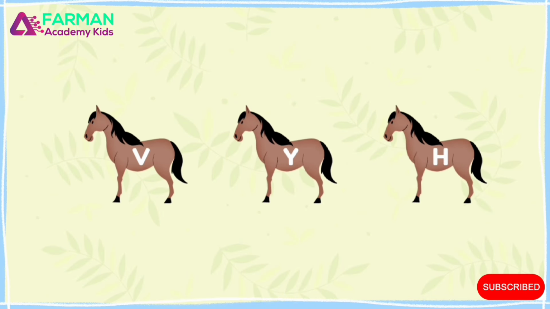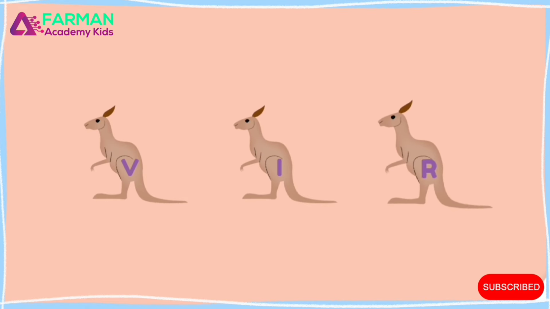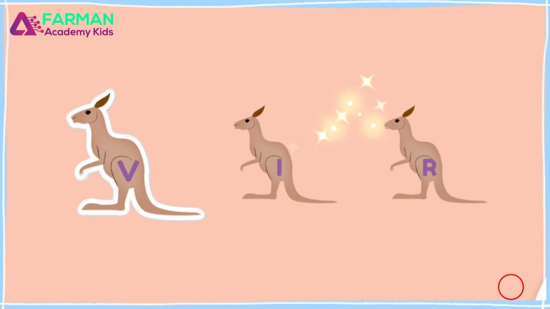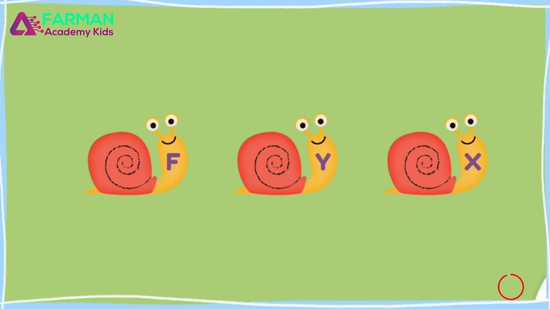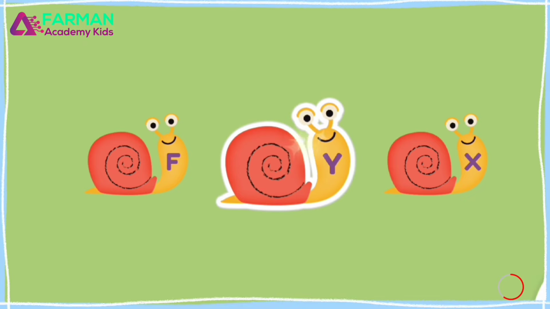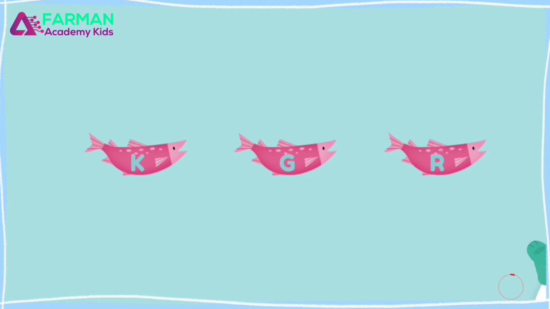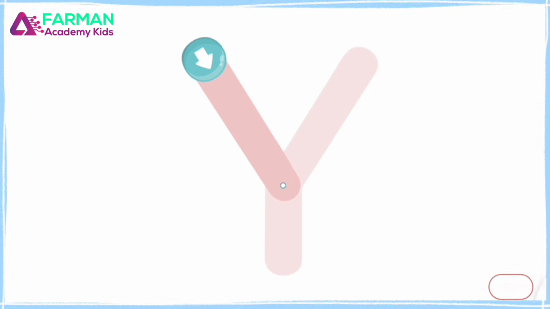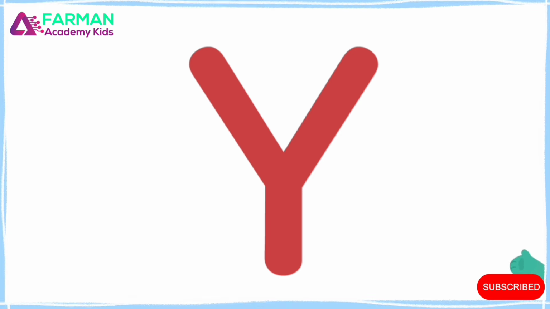Which one has the letter Y? Y. That's right. Which one has the letter V? Tap. V. Yay! Which one has the letter Y? Y. Good job! Which one has the letter R? R. Good thinking! Trace the uppercase letter Y. Great! You traced the letter Y.